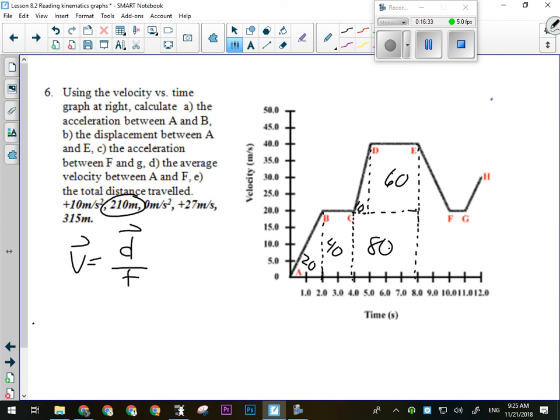Just need a little more time now. Okay, you got an idea of how the rest will work? If you get done that one, then keep going on to 7. Okay, so part C in this one asks, what's the acceleration between F and G? Well, that's pretty straightforward. I don't even have to calculate anything. What's the acceleration? 0. The velocity is constant during that part.